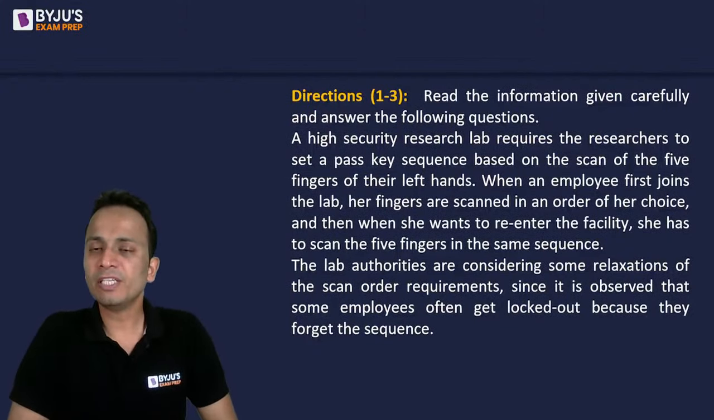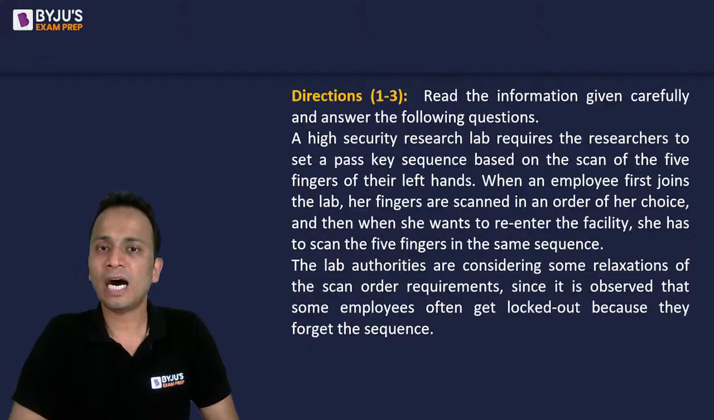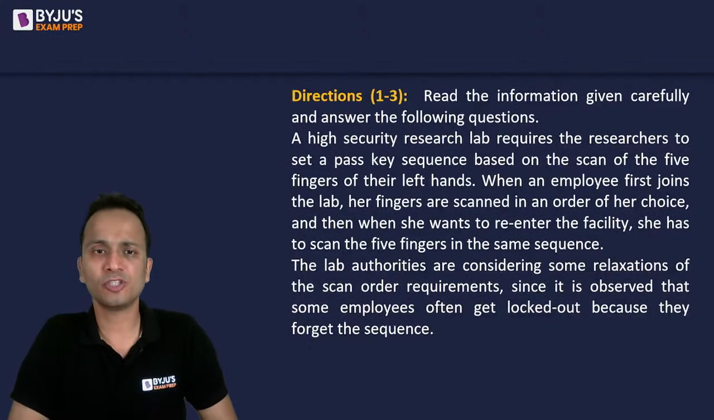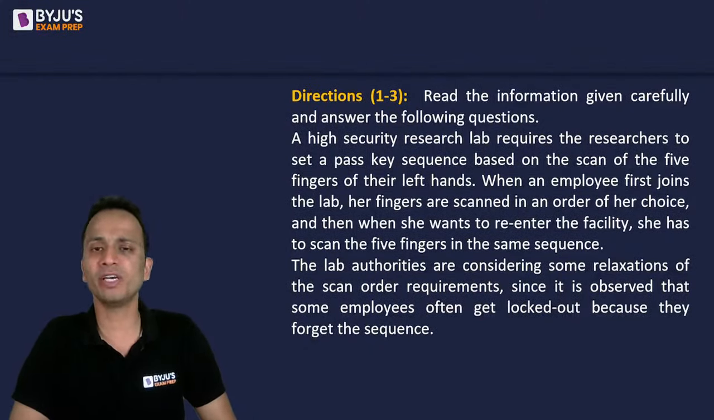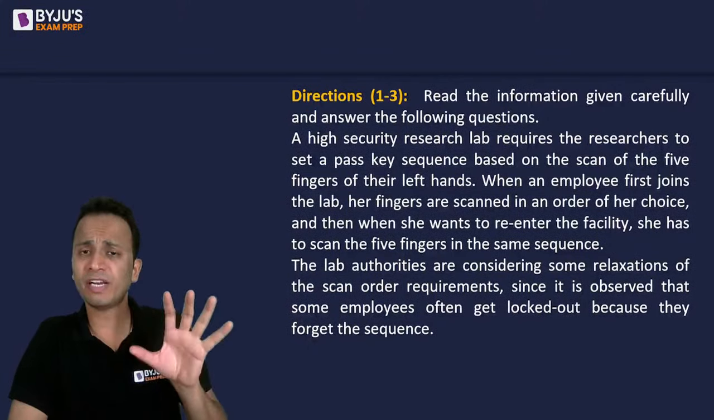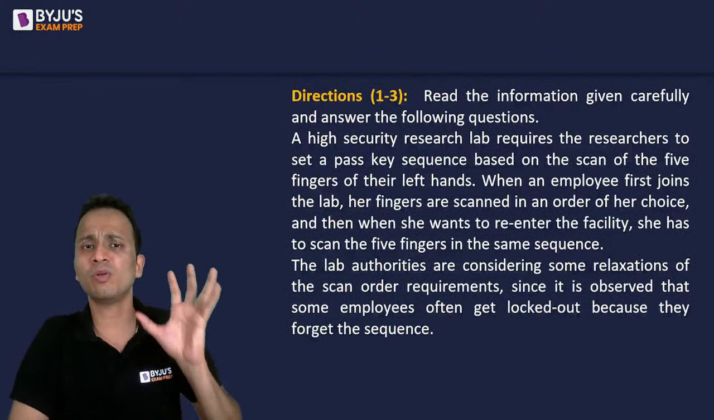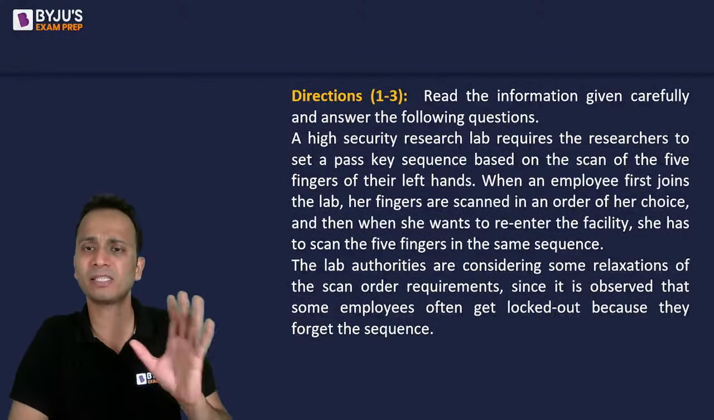Read the information carefully and answer the following questions. A high security research lab requires the researchers to set a pass key sequence based on the scan of the 5 fingers of their left hand. So left hand की जो 5 fingers है उनका scan करना है. This will be the security pass key.